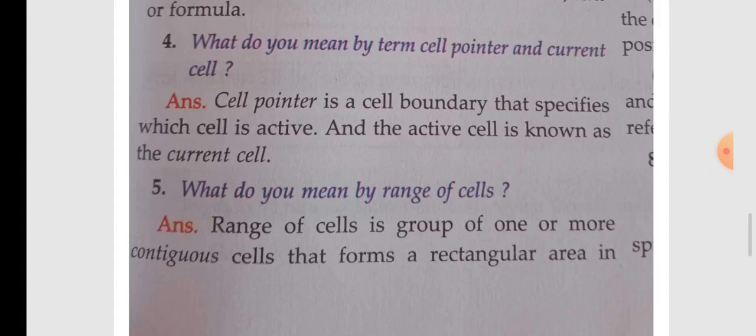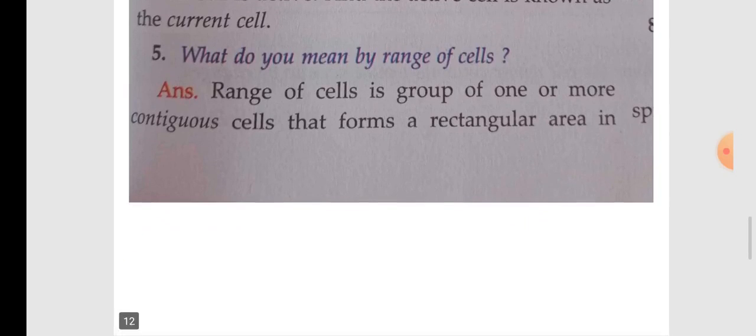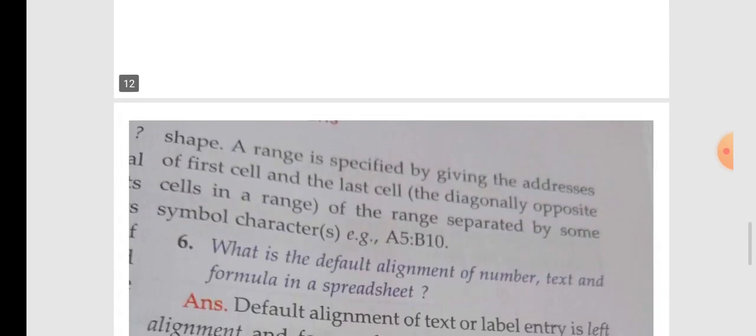Next question is, what do you mean by the range of a cell? The range of a cell is a group of one or more contiguous cells that forms a rectangular area, and a range is specified by giving the address of the first cell and the last cell. For example, A5 is a cell, where A is the name of the column and 5 means the fifth row. So A5 is a cell address, colon B10 is another cell address, and when we separate these two addresses with a colon, it means it is a range.